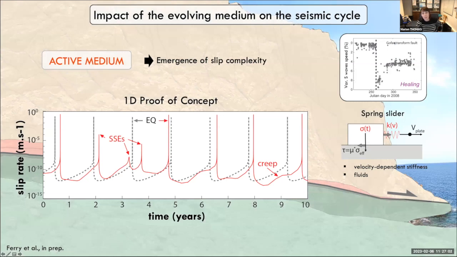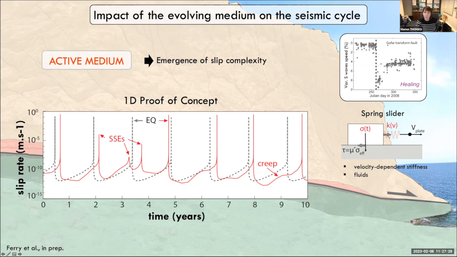If you start incorporating the temporal change of elastic properties in the bulk, so here I'm showing some field observation of change of shear wave speed in the medium over time. It's a transform fault in the Atlantic. And this is the value before an earthquake. You have an earthquake, you have a change, a drop in seismic wave speed.